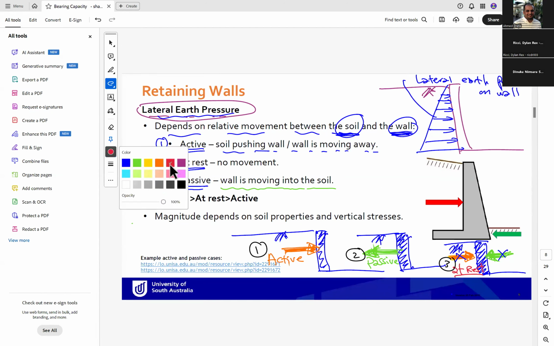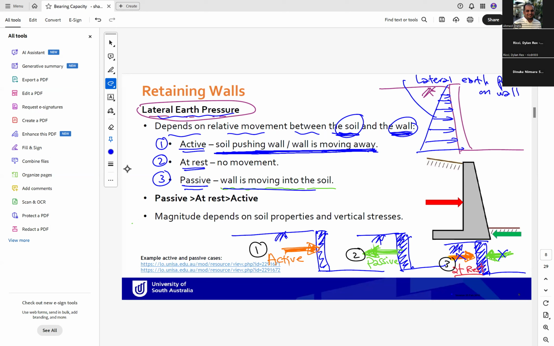Okay, so if we go to the definitions again, active is soil pushing the wall away. Passive means the wall is moving towards the soil. At rest means there is no movement. If we look at the arrows in this diagram, this is the soil we have. This is the active pressure case, and this is the passive case, because when you put the retaining wall, there is some earth pressure from the other side, which is pushing the wall in the reverse direction. So we have active and passive. If the red pressure is more than the green, it is active. If the green is more than the red, it is passive. And if they are equal, it is at rest.